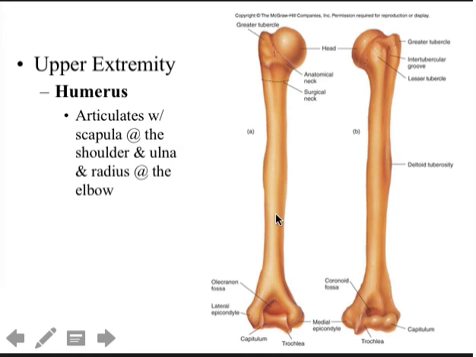I want to make sure that I've got you right here. My apologies. This is the posterior aspect of the humerus. This is the anterior aspect. How can you tell the difference?